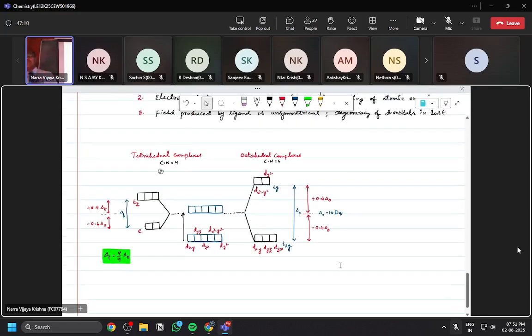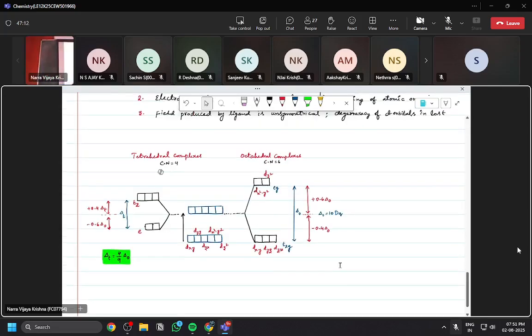Now, one more thing. There may be complexes where the number of ligands approaching is 4 only, but the geometry can be square planar. If it is square planar, do these two, dx square minus y square and dz square, experience the same energy, or will they also experience different energies?